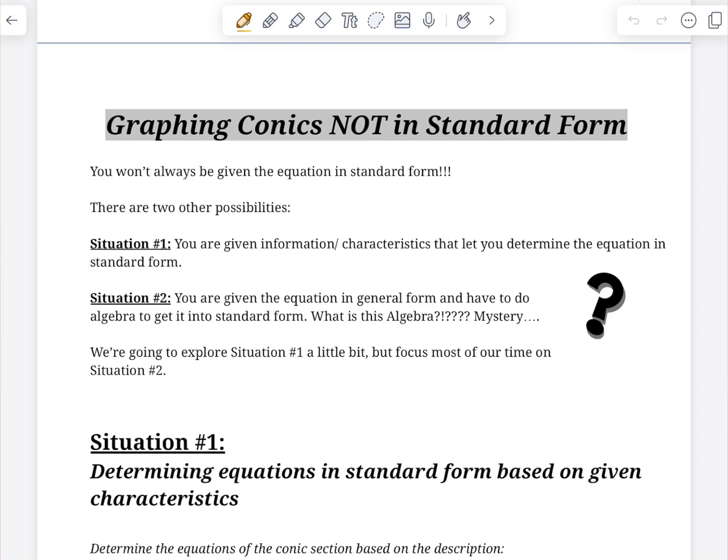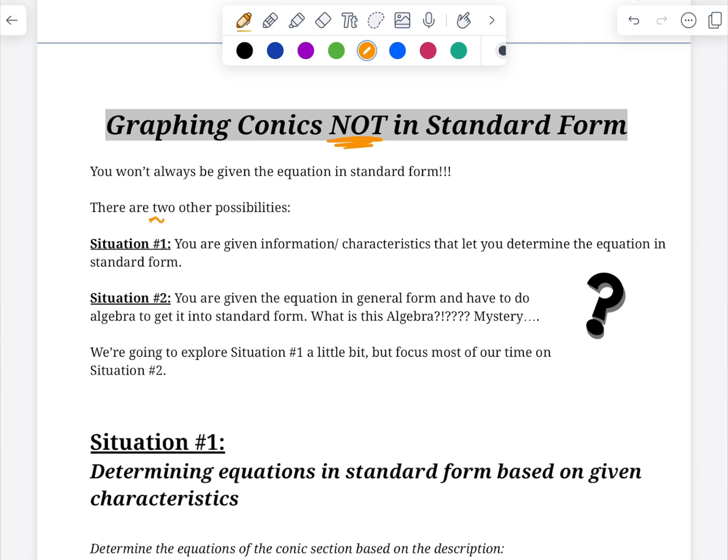Welcome back. So today we are going to be talking about how to graph conics that are not in standard form originally. All right, so you can kind of follow along with me on this. It is very likely that this is going to be broken up into a couple of different parts because there are two main situations that we need to cover.